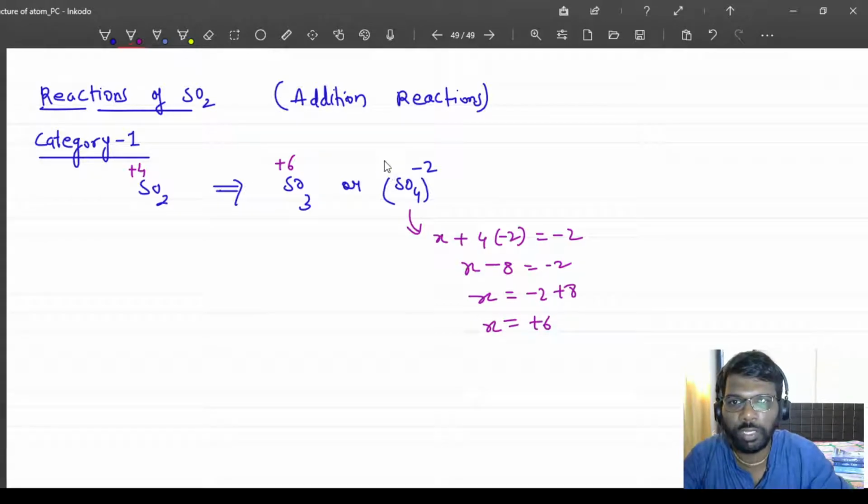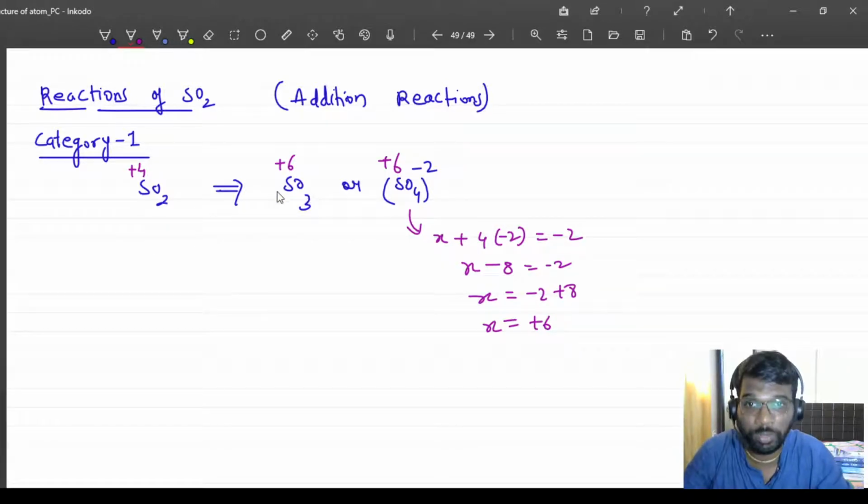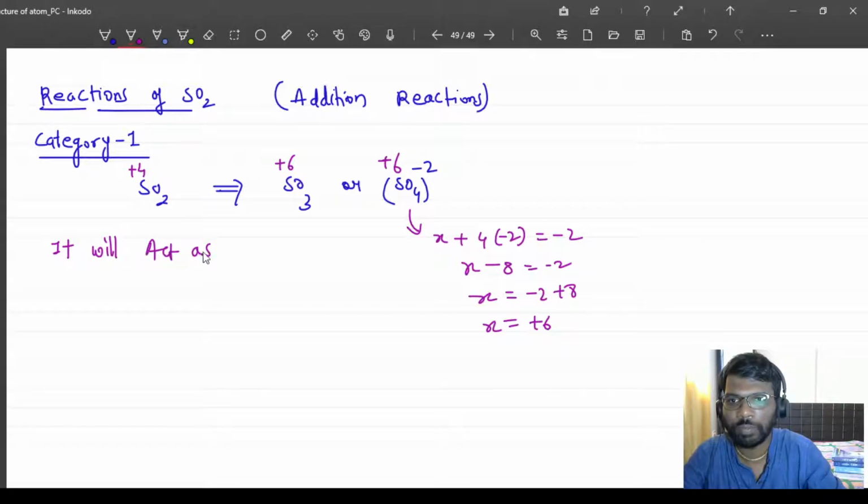So here the oxidation state of the sulfur is plus 6. Means it could be easily converted to these, means it gets oxidized. This is the tendency of sulfur dioxide, getting easily converted to sulfur trioxide or the sulfate. Therefore, in any chemical reaction, it will act as a reducing agent, itself getting oxidized.